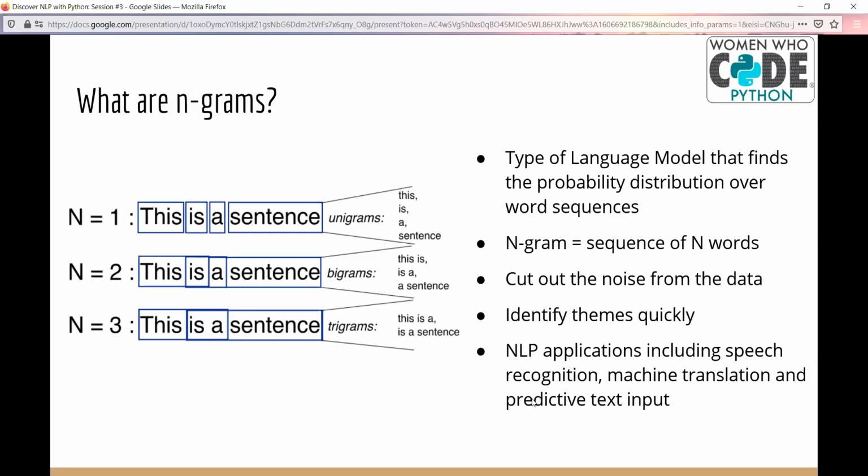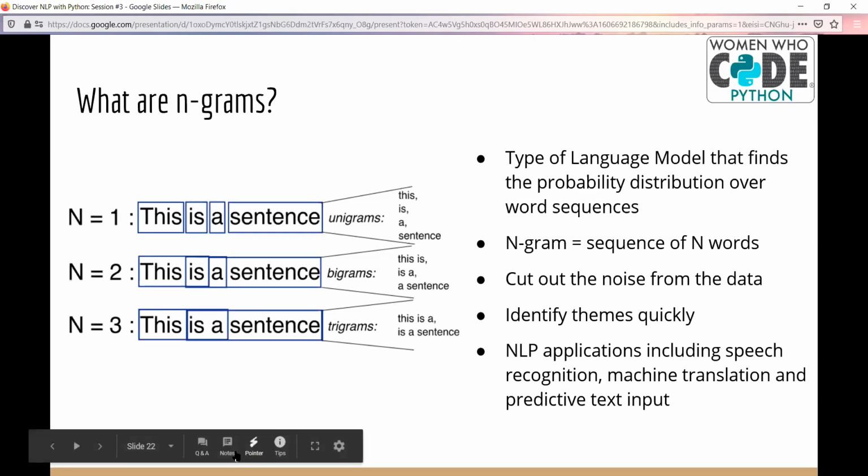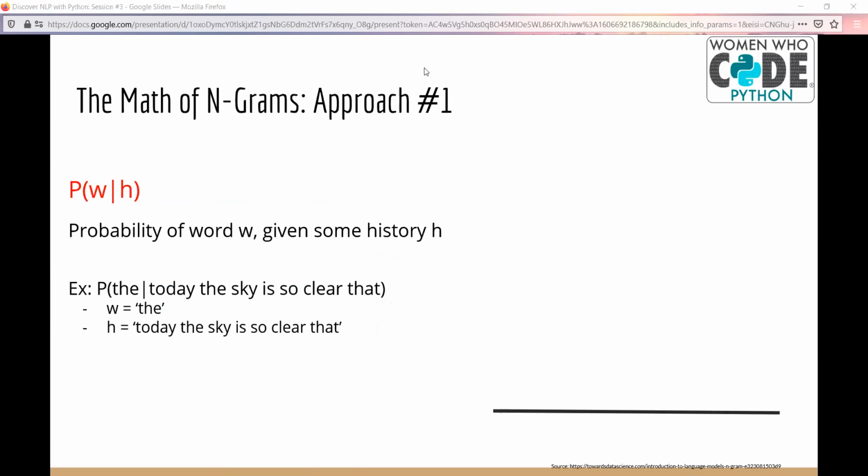We essentially cut out the noise from the data with this technique, and we identify the themes quickly. Multiple applications are there for this technique. There could be speech recognition, there could be machine translation, or there could be predictive text input. There are two approaches to the n-gram technique. The first one is not really efficient, but let's talk about it.